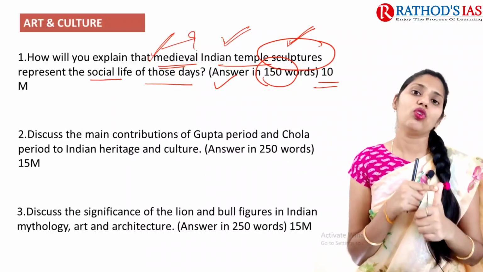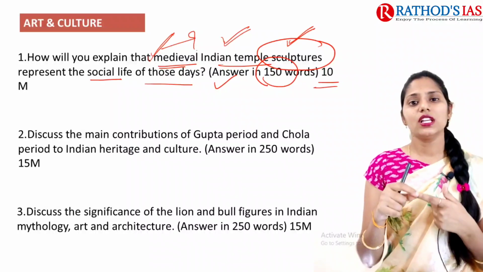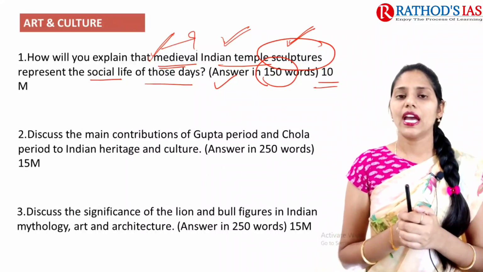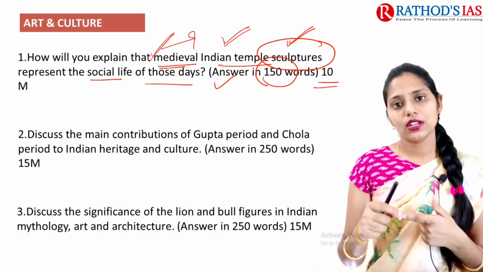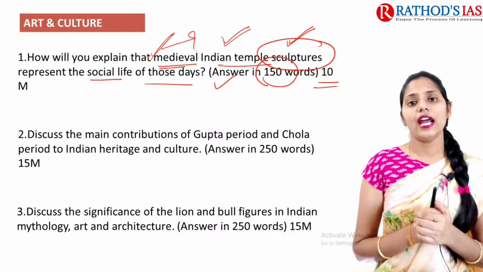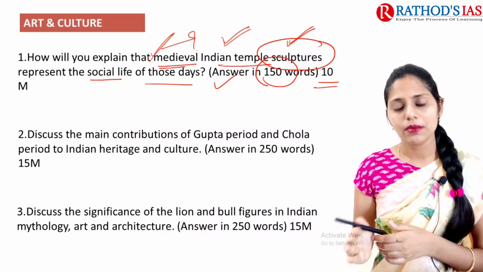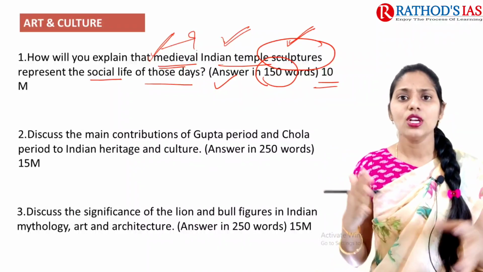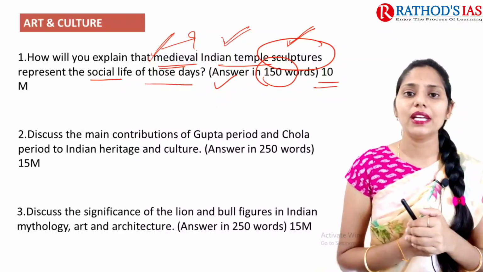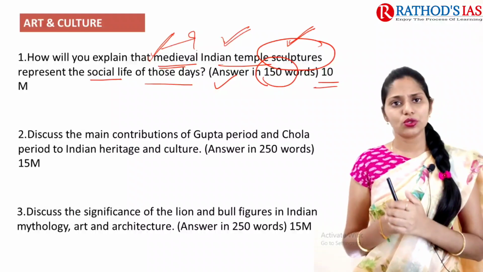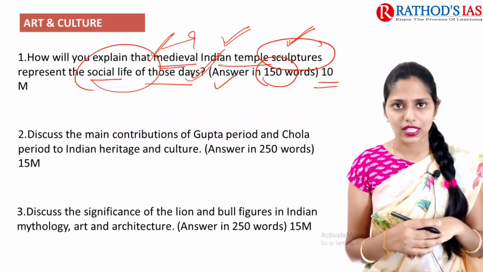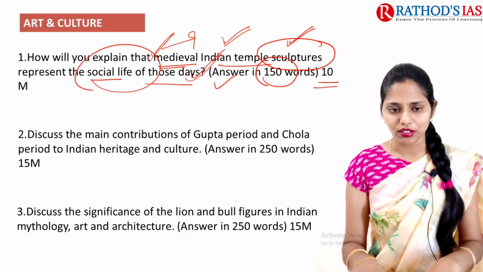In Dravida we have Dwarapalakas, and there were a number of erotic images seen on these temples. There were also a number of changes, like the Parivar Devatas, and even during the Chola time, a number of changes happened. They even came up with idols related to their family. So these are some changes that you can write, and you can say how they represent the social life of those days. This is the demand of the question.